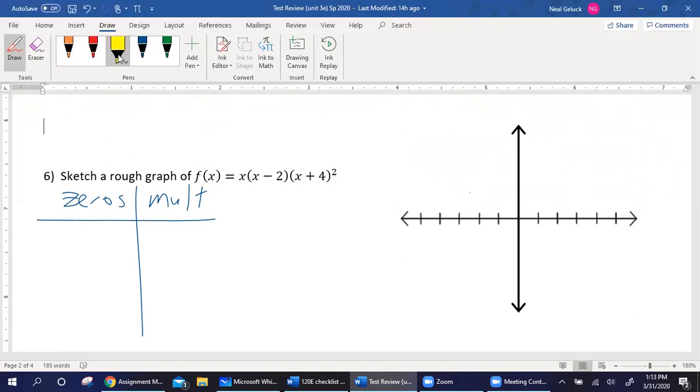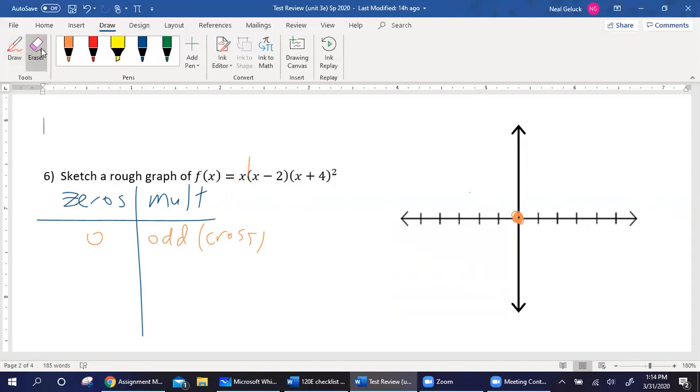So my first 0 would be whatever makes the factor of x equal 0. Well, that's simple enough. That's just 0. That x is raised to the first power, so it has an odd multiplicity. And the key there really is that that means it's going to cross through the x-axis. So I know at 0 on my graph here, the graph will cross through.